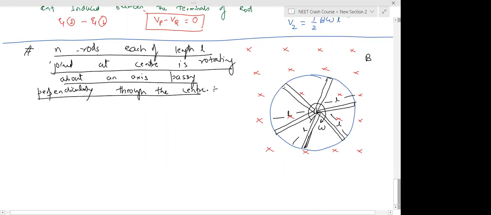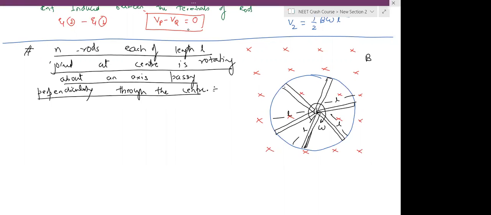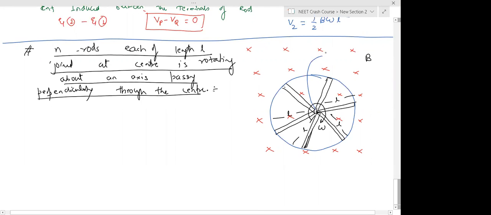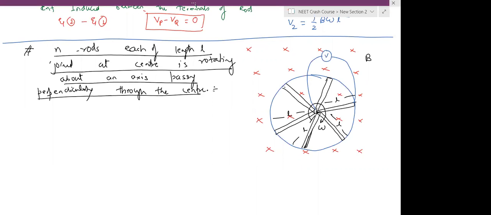Yes, there are a number of rods. Each rod will have an EMF induced. And now we have to find what is the total EMF induced between the center and circumference. N number of rods, each rod will have an EMF induced, and that EMF induced will be half B omega L squared.